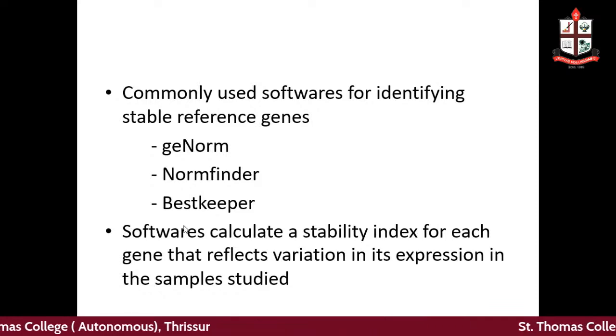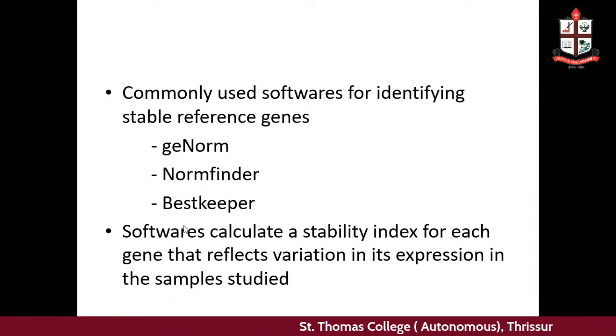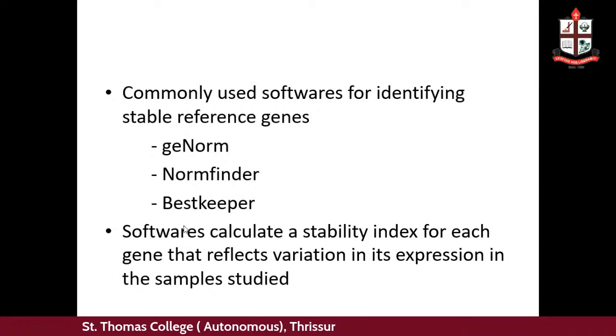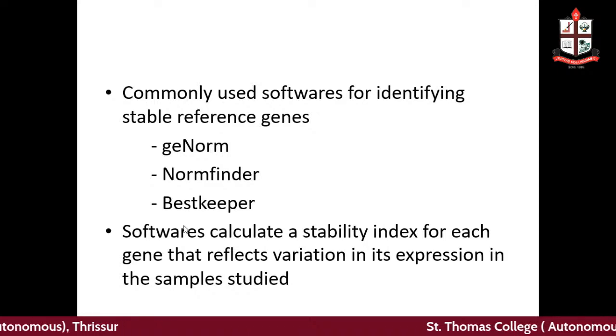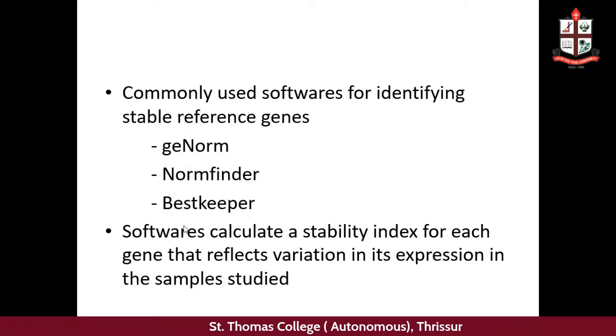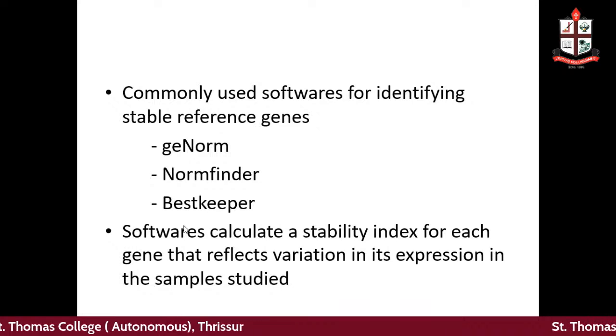So they use slightly different algorithms. So instead of going for one algorithm, you can go for many different algorithms, and then you can decide which gene is stable. So this is also possible. So if there is no prior information about stable reference genes in your particular kind of experiments, then it's always better to identify a stable reference gene first, and then go for the real-time PCR.